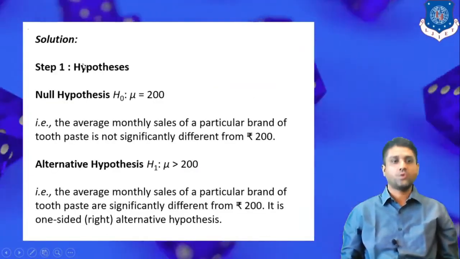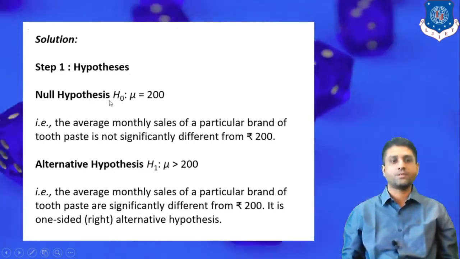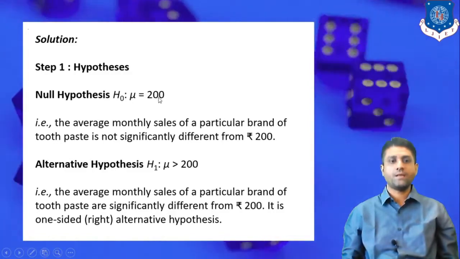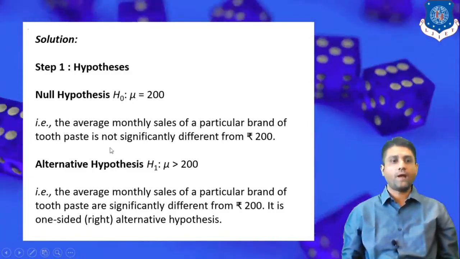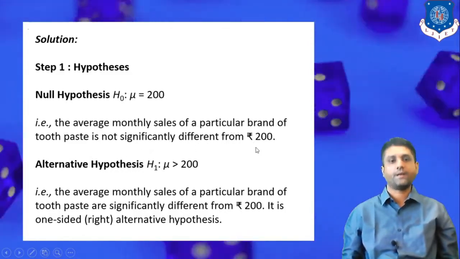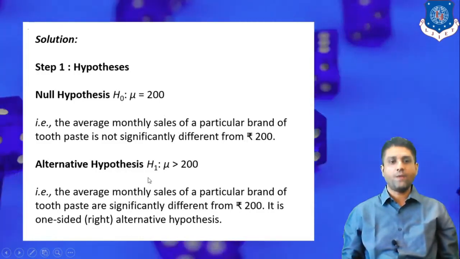So, let us start the solution. First of all, we have to develop the hypothesis, that is null hypothesis H naught, that the population mean is 200. That is, the average monthly sale of a particular brand of toothpaste does not significantly differ from this 200 rupees. Now, alternative hypothesis.